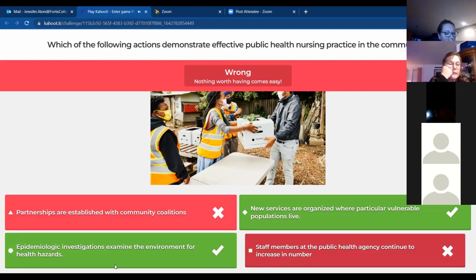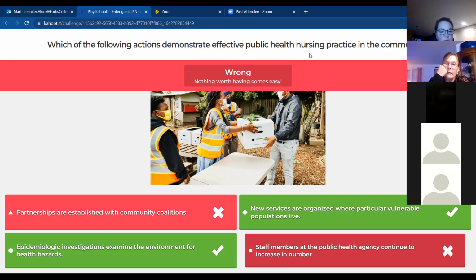So our epidemiological investigations, that's important when we look at public health nursing in the community. We're going to make sure our services are organized for a particularly vulnerable population. Why would partnerships established with community coalitions not be one? Remember public health nursing practice? What did we talk about? What's our goal? To make sure everyone is pretty much healthy.